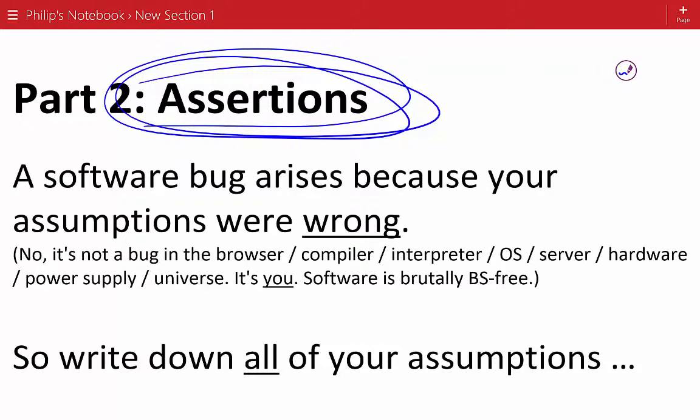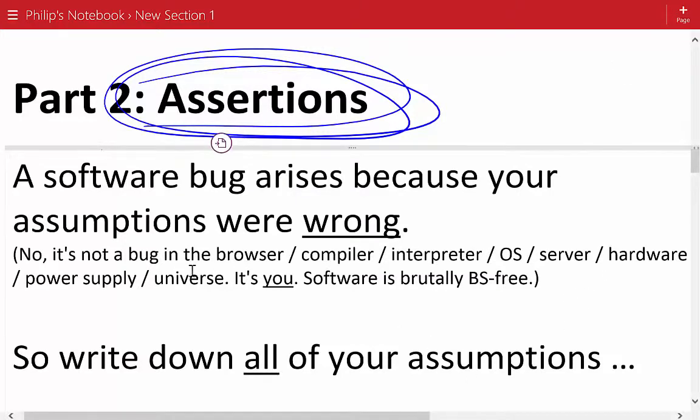So by some logic, that means that if there's a bug arising, your assumptions are wrong. Of course, there's another possibility that it's a bug in the web browser or the compiler, the interpreter, the operating system, the server, the hardware, the power supply, the whole universe. Yes, there is a possibility of that, but the prior on that is pretty low, right? So it's pretty safe to say, no, it's not a bug in all these other things. It's your code, and it's some assumption that you're making that's wrong.